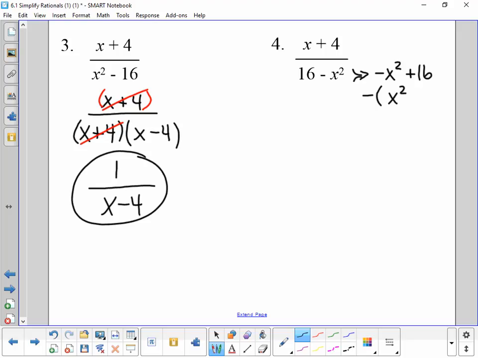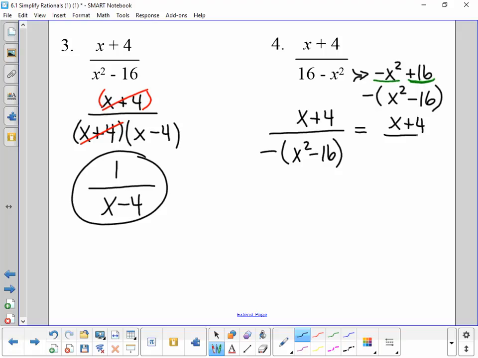So if I factor a negative from this first term, it just leaves an x squared. If I factor out a negative 1 from a positive 16, it leaves a negative 16. So this is the same as x plus 4 over negative x squared minus 16. Well, we can factor that x squared minus 16. So we have an x plus 4 over, and if we factor that, it's an x plus 4 times an x minus 4. And we still have this negative hanging out in front here.